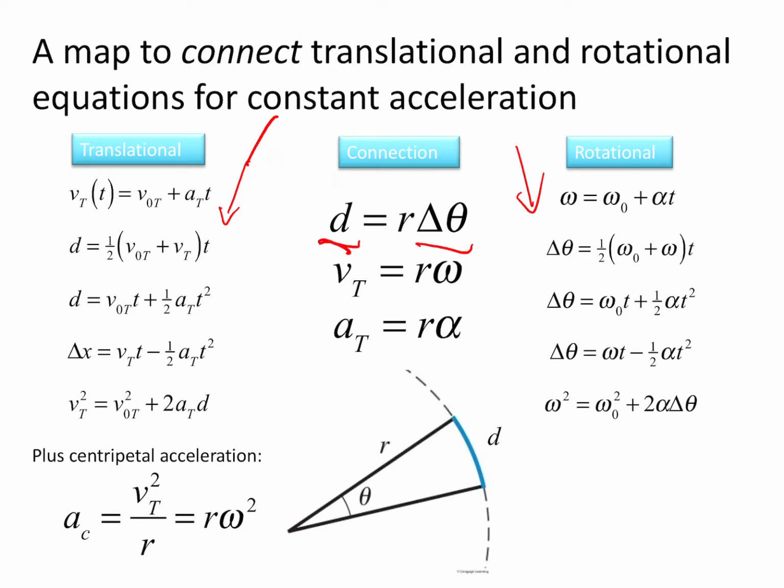Displacement equals r times angular displacement. Tangential velocity is r times omega. Tangential acceleration is r times alpha. And we always have a_c equals r omega squared. Tangential velocity, which means your velocity in this direction, v_t squared over r gives you centripetal acceleration.